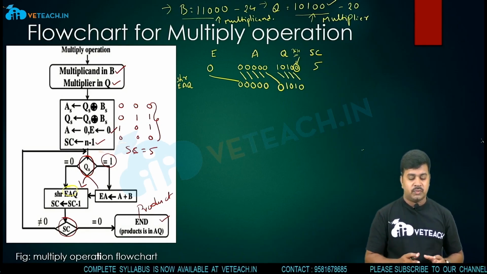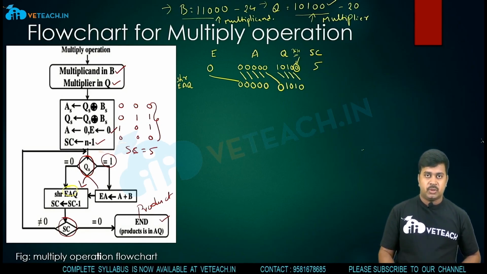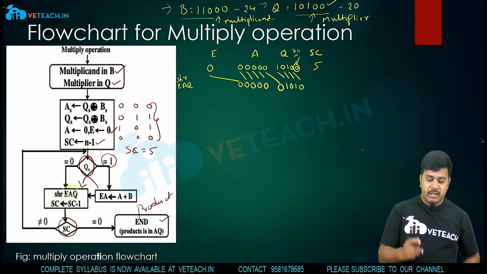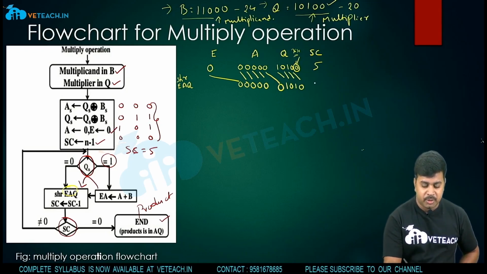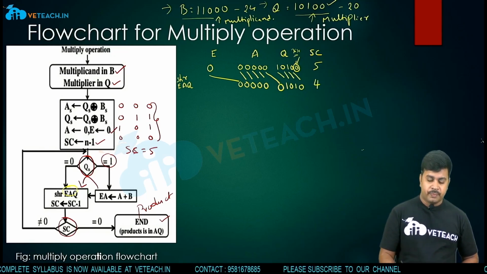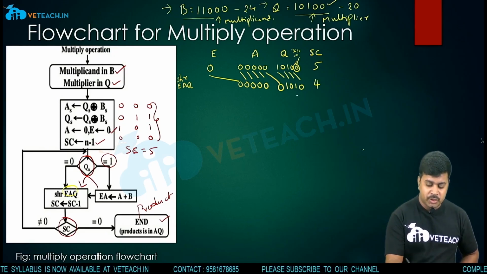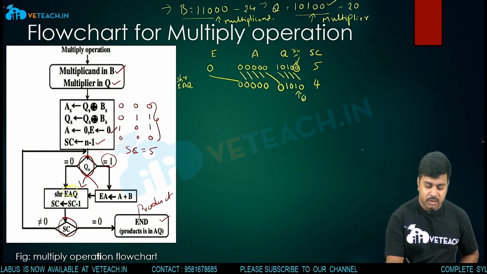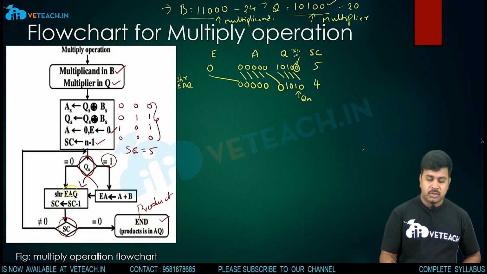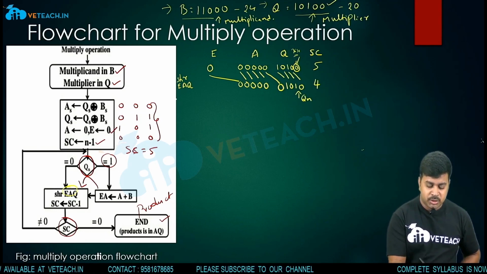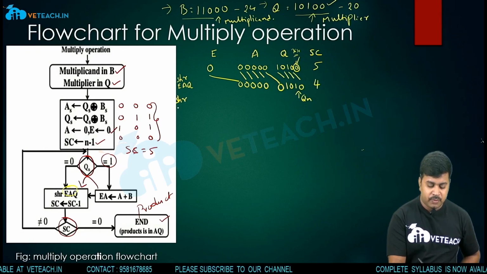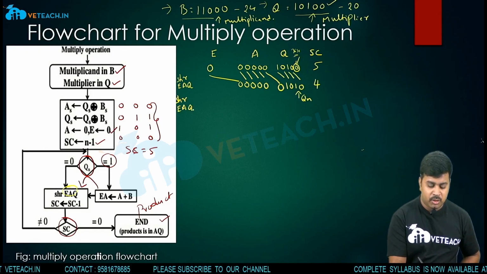So after doing a shift right operation, the last bit of Q will be discarded, and then the sequence counter will be decremented to 4. Now again check for the Qn value here. Here Qn is 0. That means again you have to do the shift right of E, A and Q.